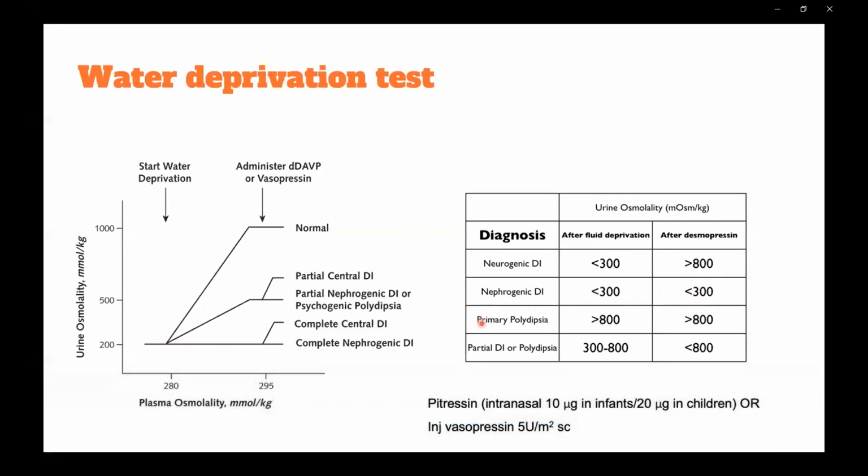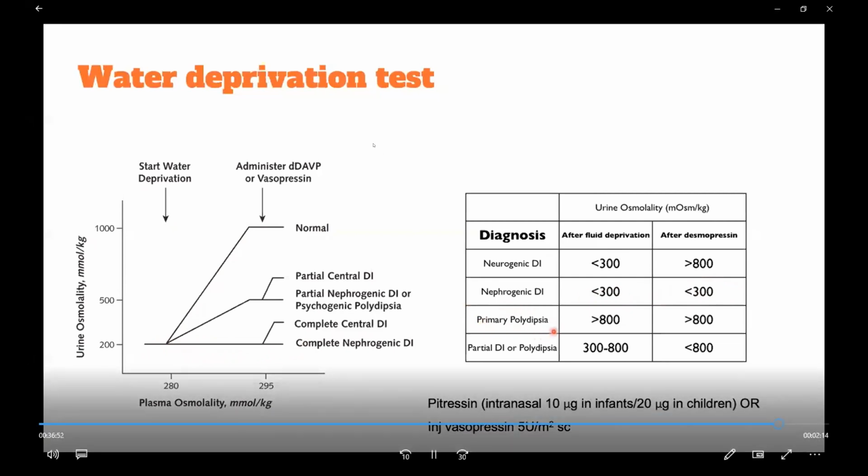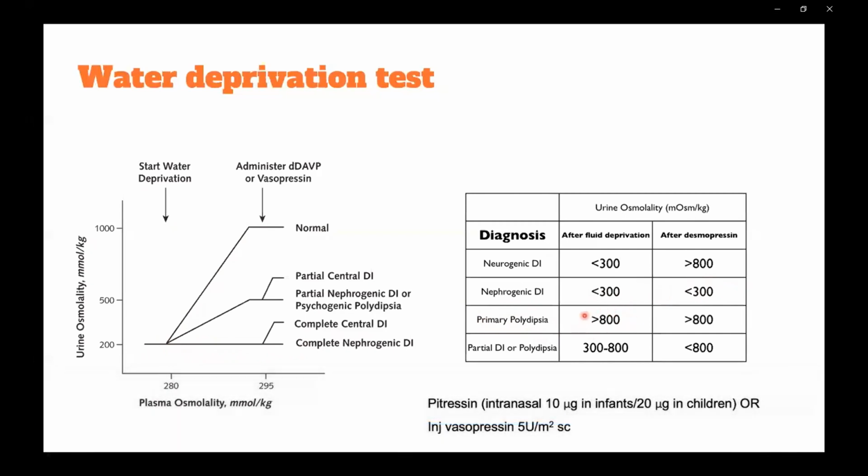In patients with primary polydipsia, the compulsive water drinkers, the moment you deprive them of water, automatically the value becomes more than 800. So this is one way to differentiate. The moment you deprive them of water and the osmolality goes up, that means probably the patient is drinking a lot of water compulsively. That is primary polydipsia.